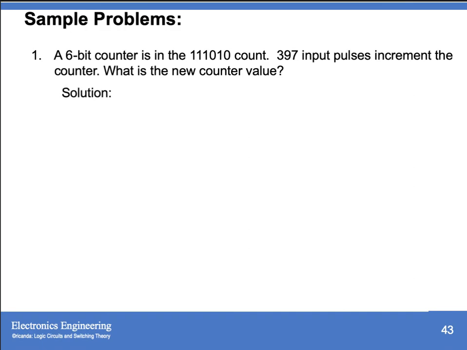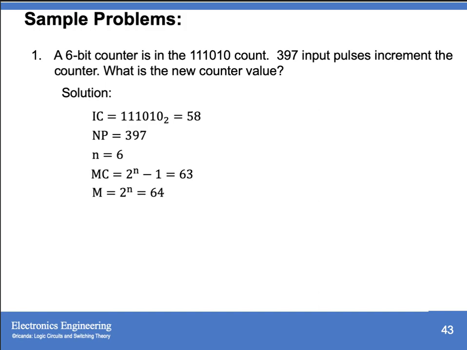Our initial state is 111010, or that is 58. Number of pulses is 397. Number of flip-flops, or N, number of bits, that is equivalent to 6. Then maximum count, that is 2 to the n minus 1, that is 63. Number of states is equal to 64.